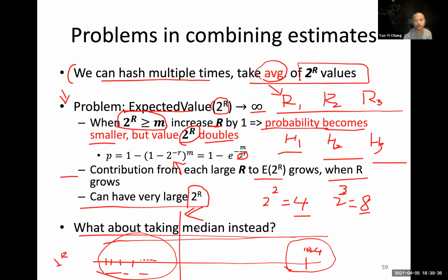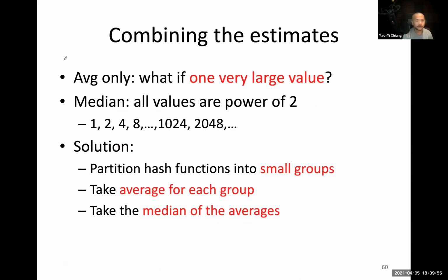So how do we do this? Sometimes people take the median. Median means you just count how many estimates you have, and you take the middle value, and usually it works. But what would be the problem of taking the median? If we take the average, when you have one very large value, your estimated result will not be good because the outlier will skew your result. If you take the median, all your values are actually just powers of 2, right? You just estimate with 2 to the power of r, and you can see there's a huge gap here. You cannot estimate anything between here.